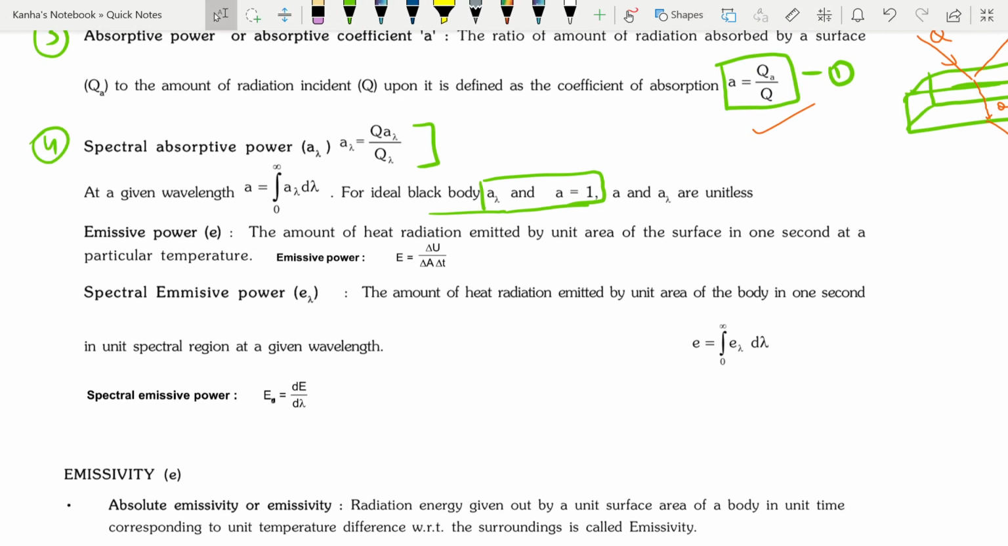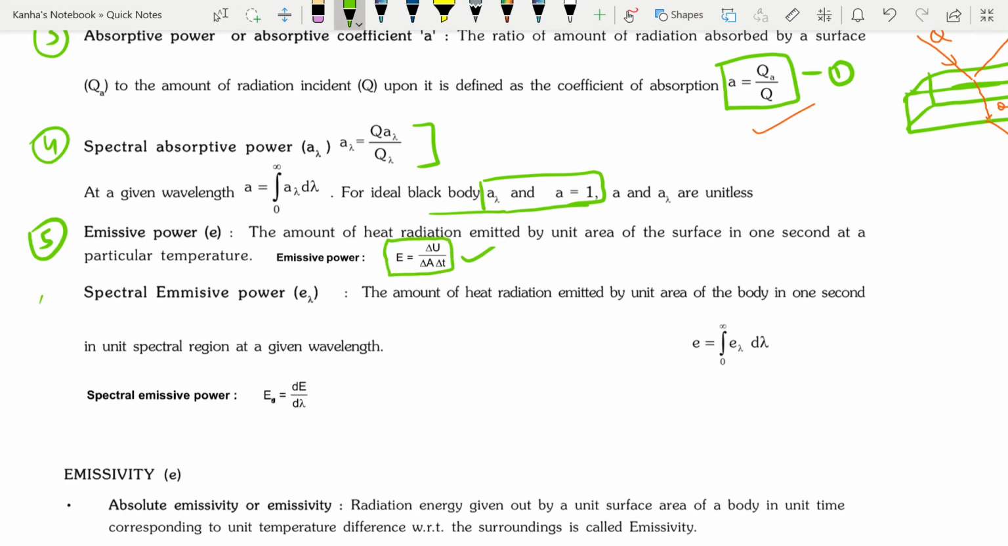Let's look at emissive power. Now, what is emissive power? It's the amount of heat radiation emitted by the unit area of the surface in 1 second at a particular temperature. So it's given by this expression.